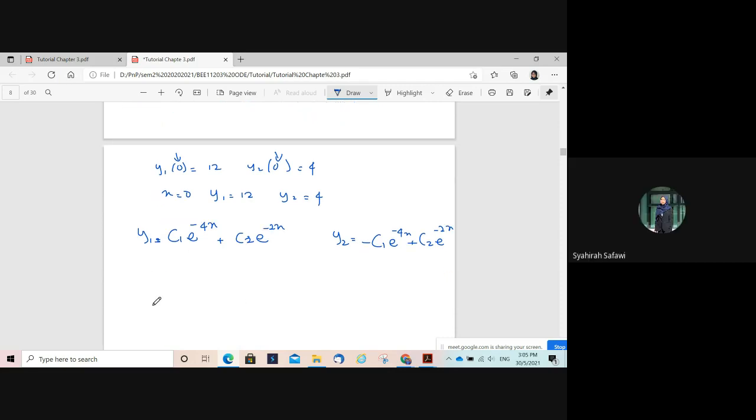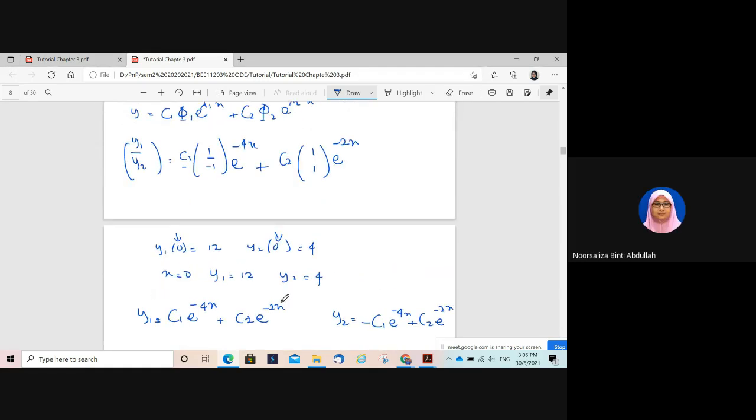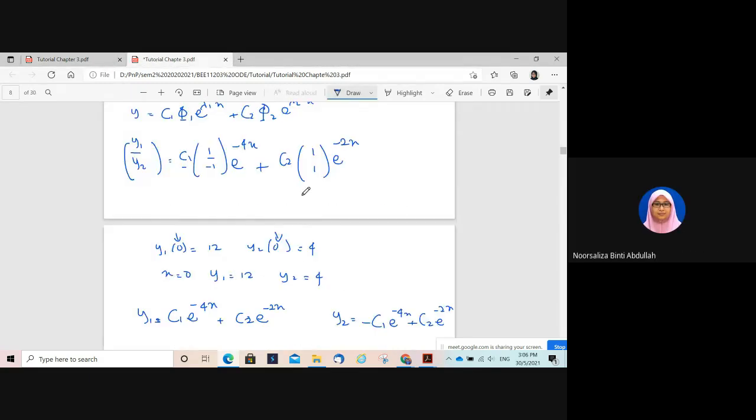Doktor, ya. Y tu sama dengan negatif 4 kan? Yang mana saya salah kat mana? Dia punya initial condition saya salah, Y2. Y2 equals to? Negatif 4. Oh, negatif 4. Okay, thank you. Negatif 4.